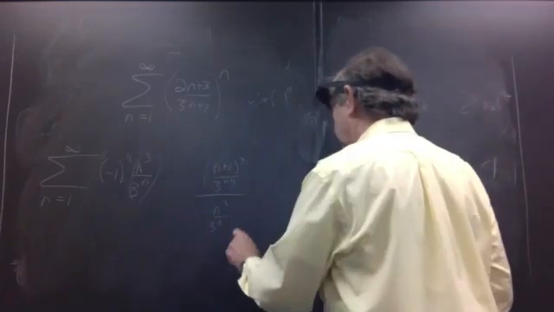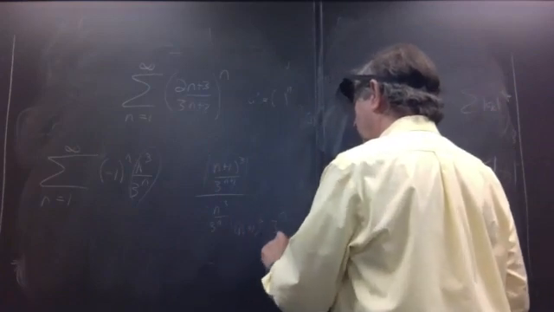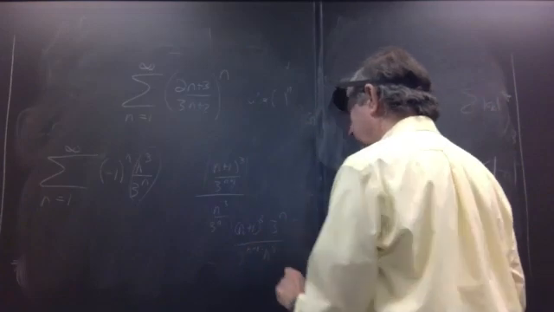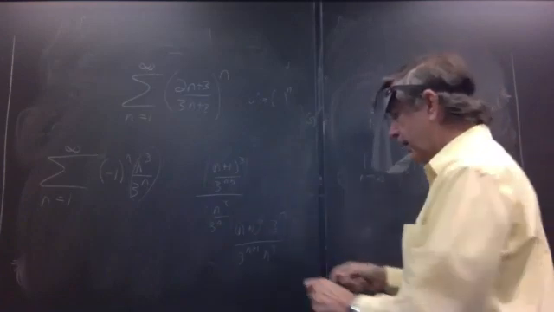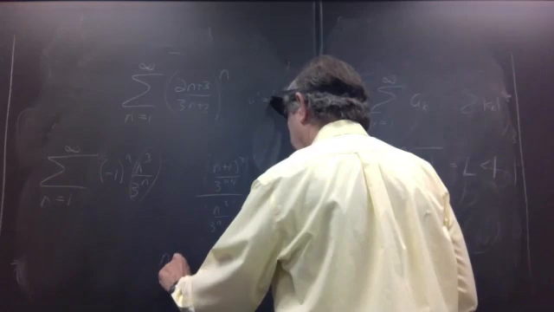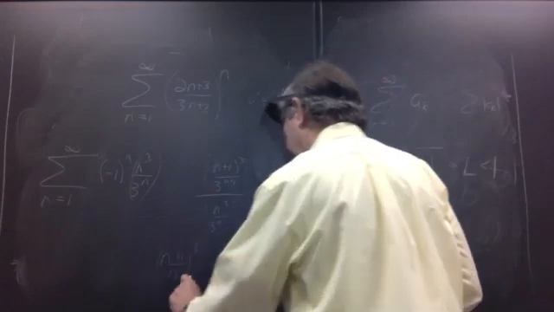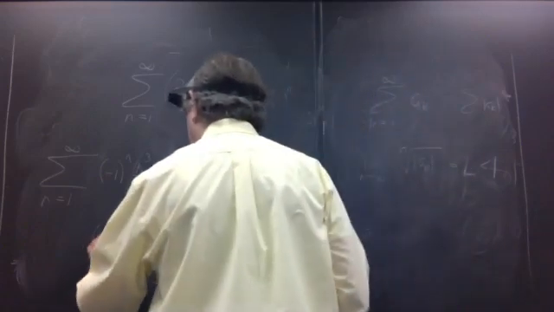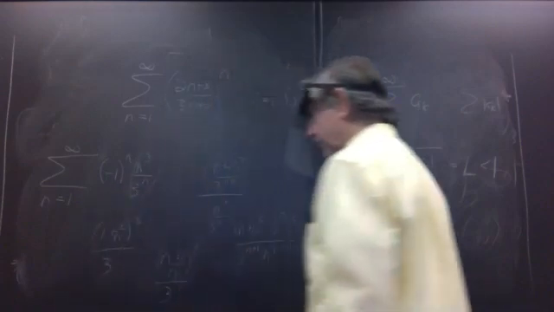You make a fraction. This is (n plus 1) cubed times 3 to the n over 3 to the n plus 1 times n cubed, because I just took this one and flipped it. Now, when I look at this, this becomes (n plus 1) over n cubed, and 3 to the n over 3 to the n plus 1 is 1 over 3. So this becomes (1 plus 1 over n) cubed over 3.